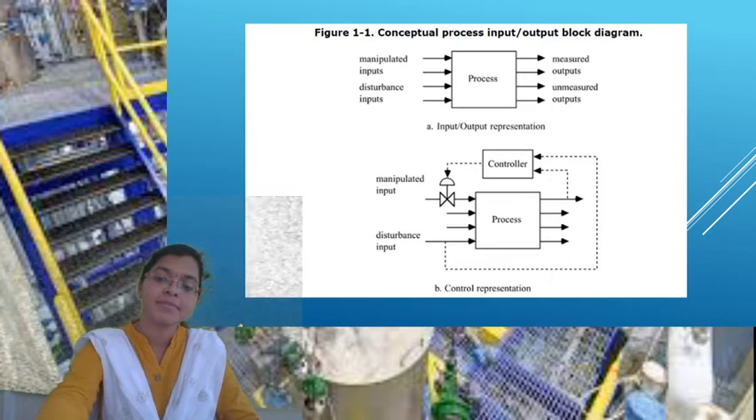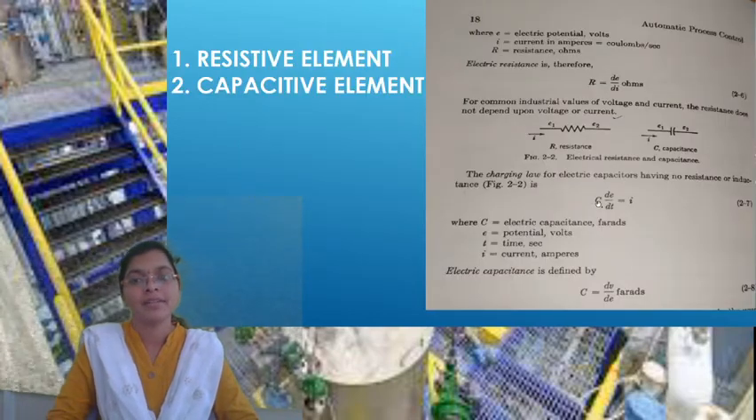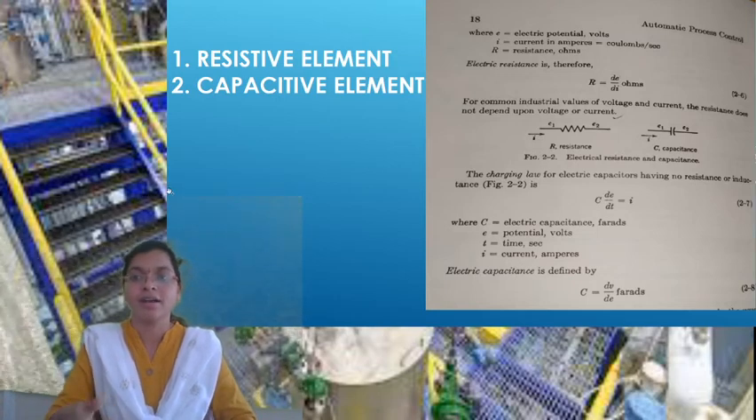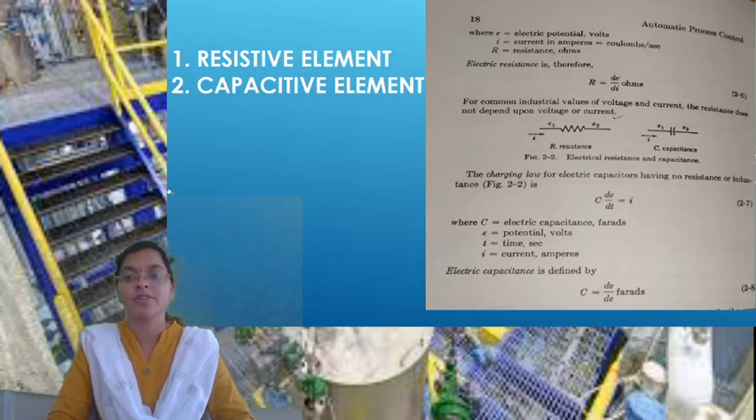Here every system is mainly divided into two elements: resistive element and capacitive element. Now these one or two classes are related to some electrical part, and how we relate that electrical part to the instrumentation part is what you will see from today and from tomorrow's class. Here this is a resistive element, so resistance we represent like this. Capacitance we represent like this.